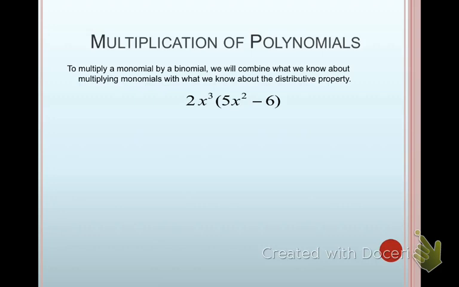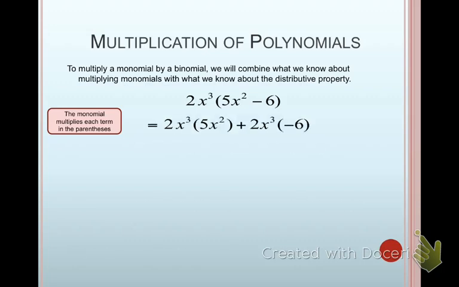Now, in this next case, notice that we're not just multiplying two monomials anymore. We have a monomial times a binomial. In this case, we have to multiply the monomial by everything that's inside the parentheses. In order to do that, we're going to have to distribute. We have to do 2x cubed times 5x squared and 2x cubed times negative 6. At this point, it's like we have two little mini problems.